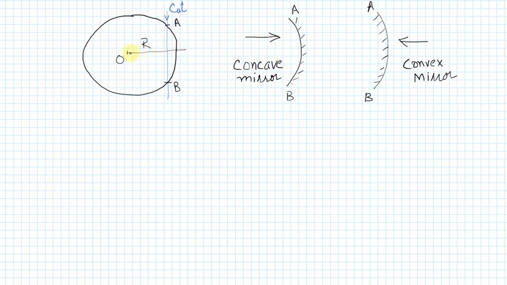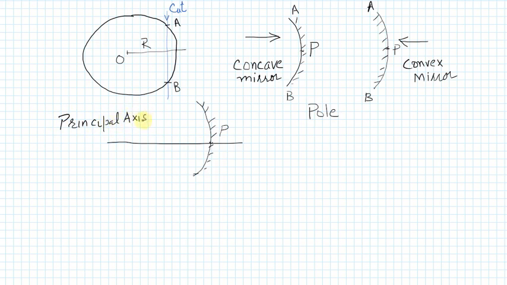Now the center of this mirror in both the cases is labeled as point P, which we call the pole. So pole is actually the center of the mirror. Let me draw a mirror here. This is, let's say, a concave mirror, and this is point P, and this line passing through the center of the mirror, we call this line the principal axis. So this is the principal axis.